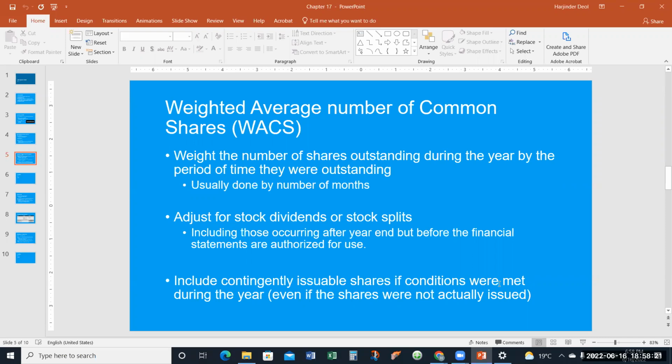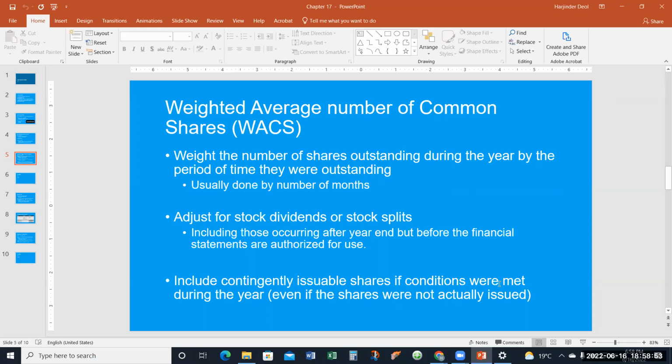There can occur stock dividends or stock splits during the year. You've got to use an adjustment factor when you're calculating the weighted average common shares outstanding. Something you've got to keep in mind is that you can have a stock dividend or a stock split take place after the year end, but before the financial statements are authorized, they're finalized. So that, keep in mind, is an adjusting event after the year.